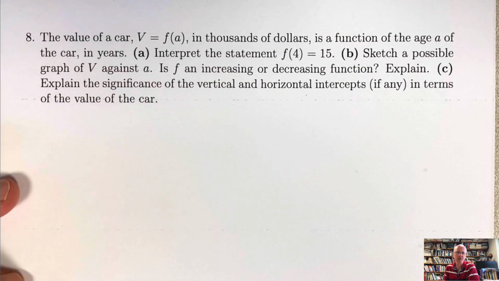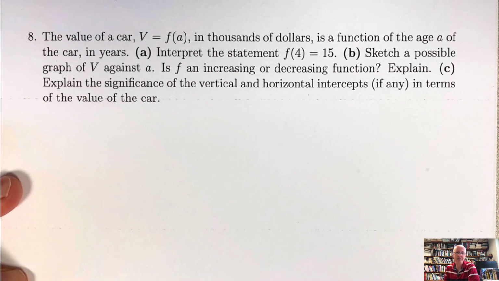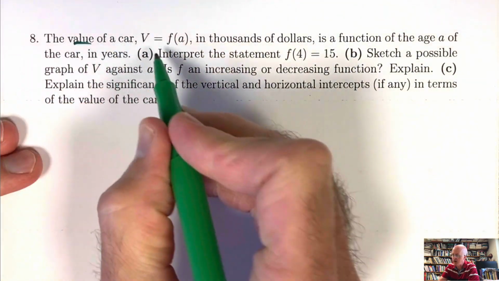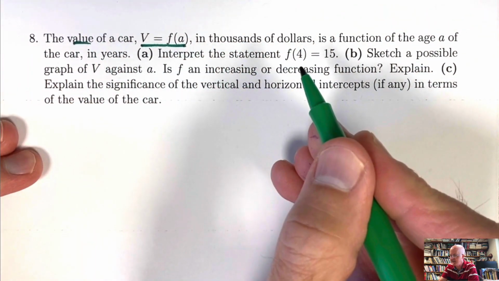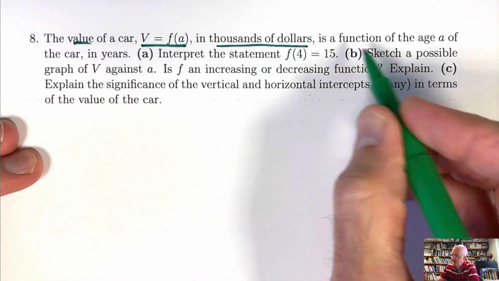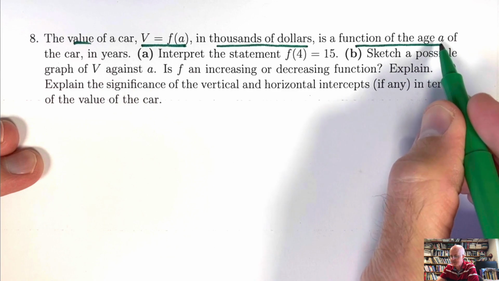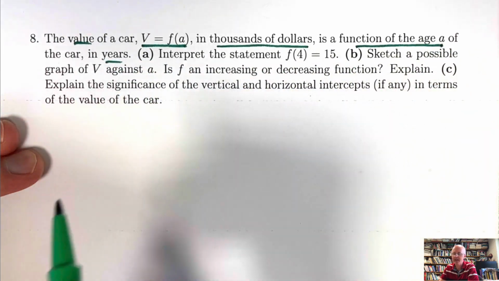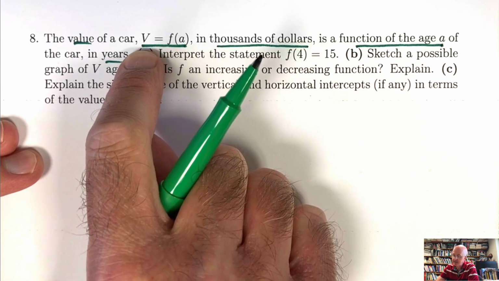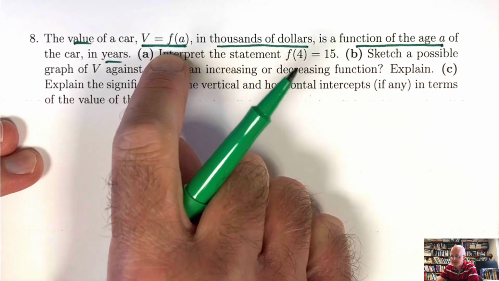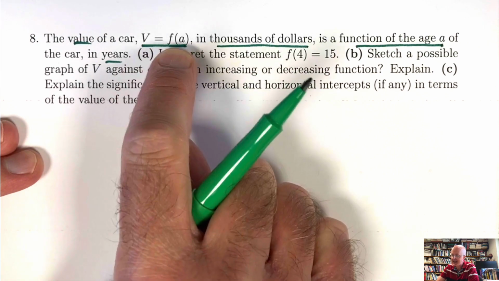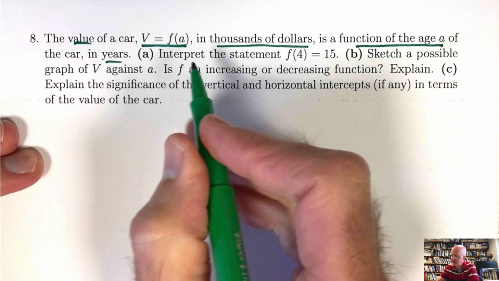The next couple questions are pretty conceptual, symbols and graphs, but no formulas. Number 8 says, the value of a car, V equals F of A, in thousands of dollars, so V is in thousands of dollars, is a function of the age A of the car in years. Okay, keep your wits about you. V and A are variables. V is the dependent variable, A is the independent variable, F is a function. V is in thousands of dollars, A is in years. Keep that kind of thing straight. That's essential for part A.